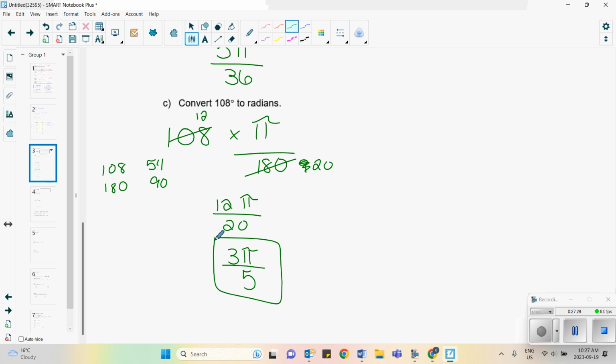What if you get a prime number like 7? Then you can't reduce. Like 3 is prime and 5 is prime. So you just put 7 pi over 1. Yeah, you'd be done. Will there be any brackets here? No, there won't be in this unit. Wait till you get to chapter 5 and graphing. Okay. All right.